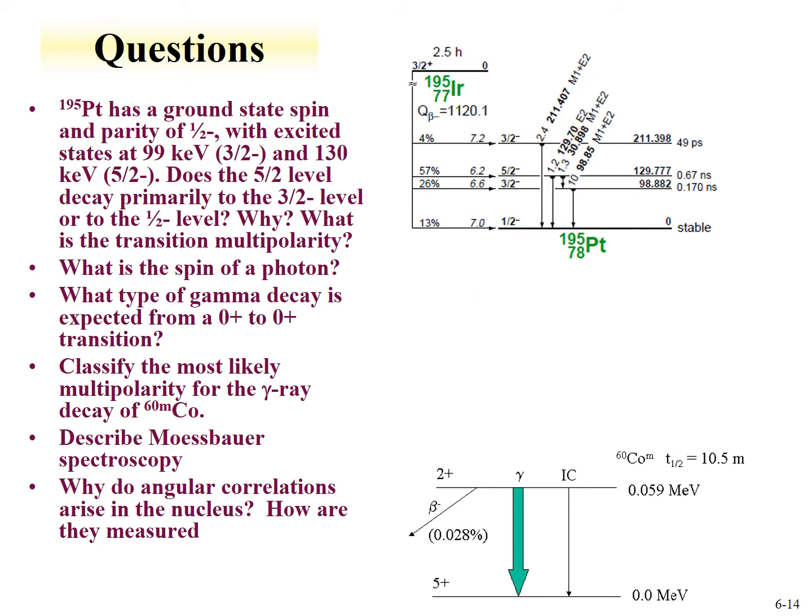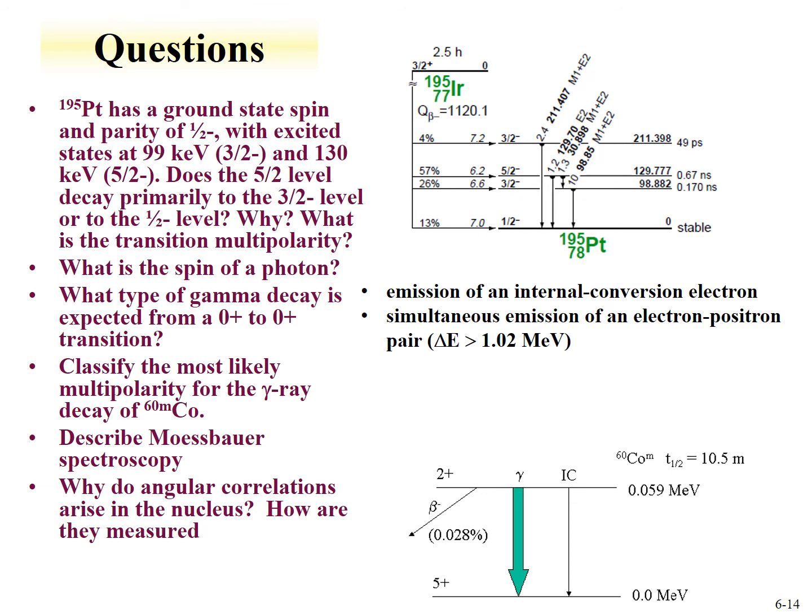Other questions such as what's the spin of a photon? You should be able to review the notes and perhaps other courses for that. What gamma transition types is expected from a 0+ to 0+ transition? Photon emission is forbidden. Those types of transitions would be emission of an internal conversion electron, so the energy gets transmitted to the orbital electrons, and they can be emitted. Or if it's high enough energy, above 1.02 MeV, you get an electron-positron pair.